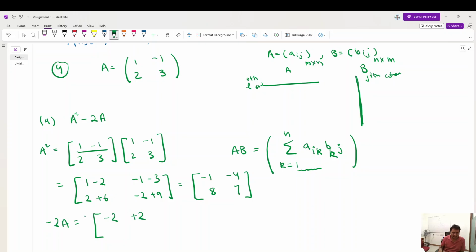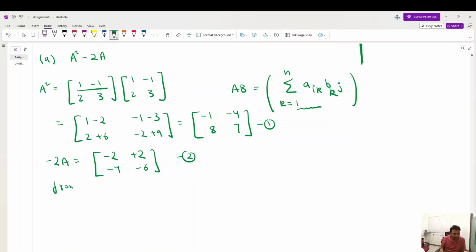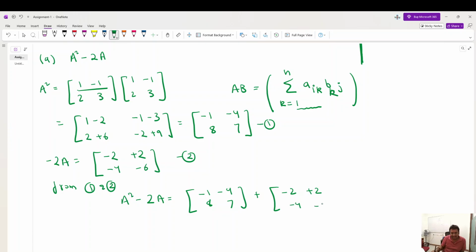Plus 2 because it's minus 1 into minus 2. And then minus 4. And then minus 3 into 2, 6, minus 6. So by 1 and 2, what you will get from 1 and 2? So from 1 and 2, you will have a square minus 2a to be -1, -4, 8, 7, plus -2, +2, meaning 2, -4, -6.